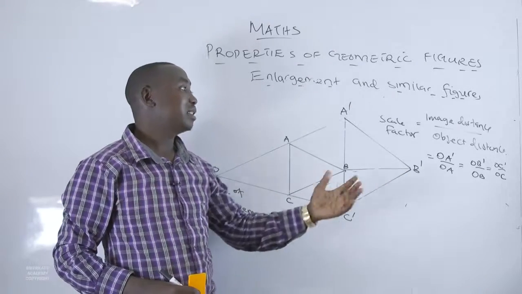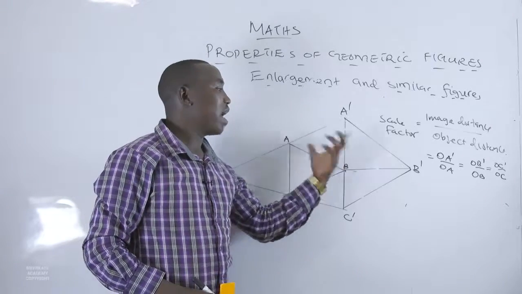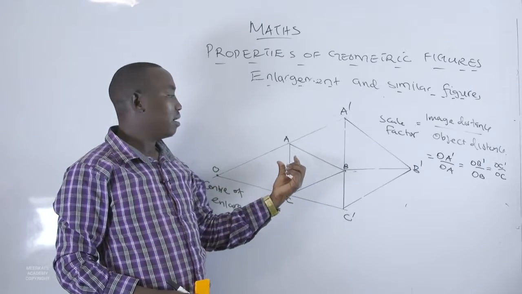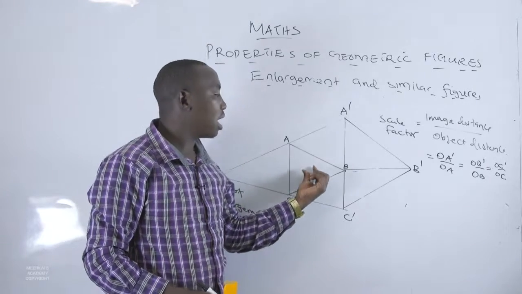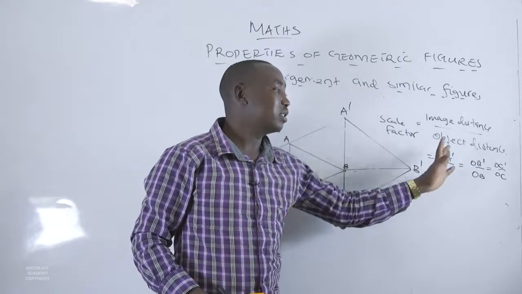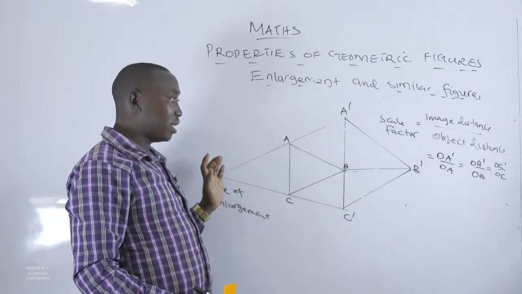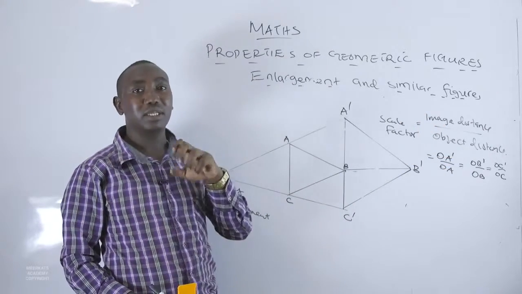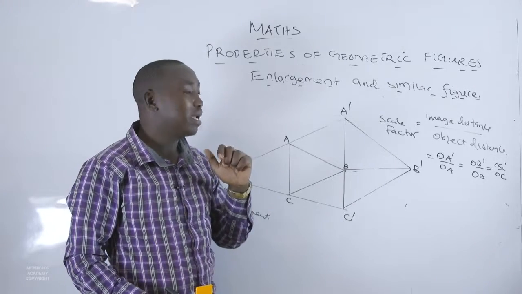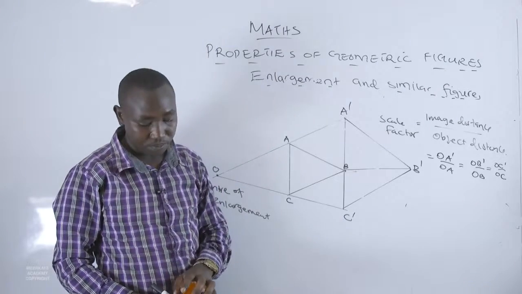And we are saying that still we could reverse this process and have a smaller image. If our center of enlargement was on the other side, then the scale factor is negative, or it has a negative ratio.